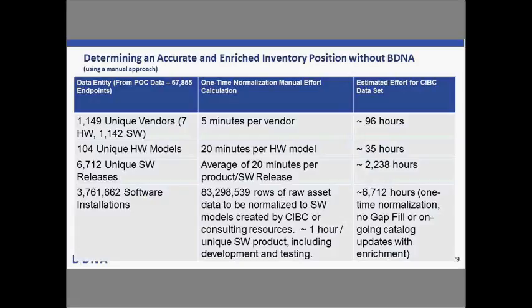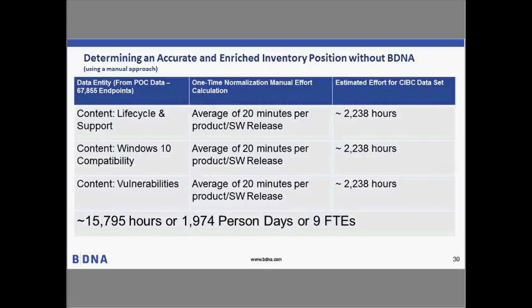761,000 software installations to normalize 83 million rows of data, probably somewhere around 6,712 hours. One-time normalization, no gap fill. No ongoing catalog updates. I know, John, you told me that this same group of guys you were presenting to, they've been through this manually when they did the Windows 7 or Windows 8 migration.